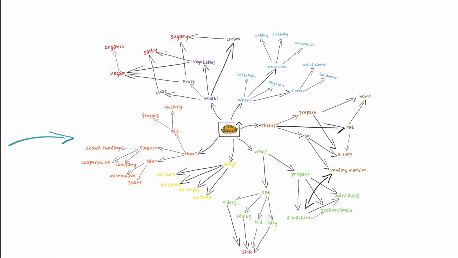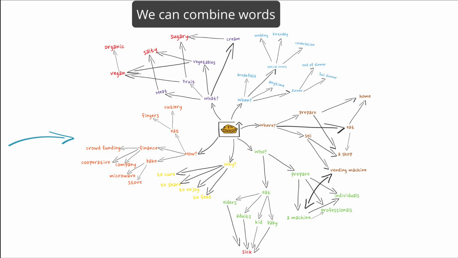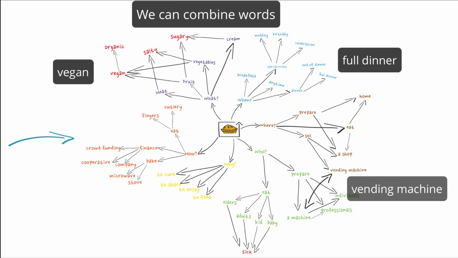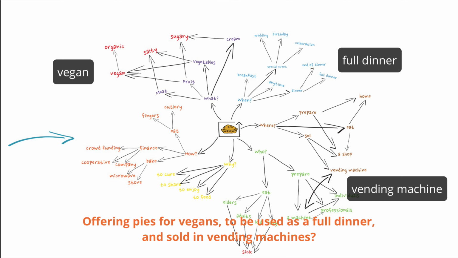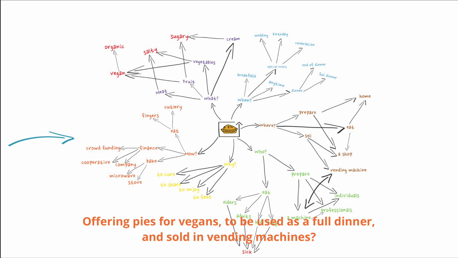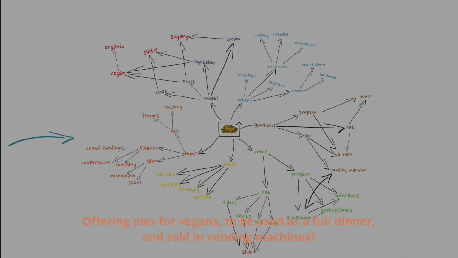The second way to proceed is to combine words randomly distributed over the full mind map and see if the combination could lead to some innovative project. We extracted before the following words: vegan, full dinner, vending machine. What about having a vending machine being able to deliver full dinner pies, which would follow the rules of vegan diet?